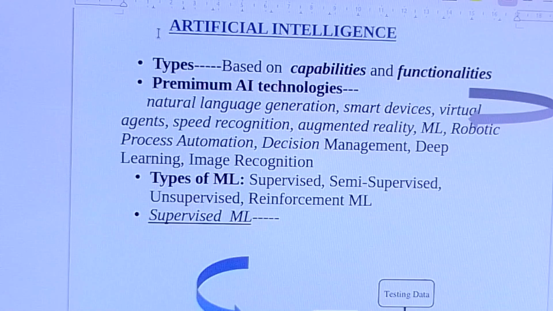AI is a very hot topic in today's world. It's trending. So let's discuss in detail about artificial intelligence. Let's start with the definition of artificial intelligence. Artificial intelligence is basically the intelligence of devices or machines. It's the science that studies the machine's intelligence.